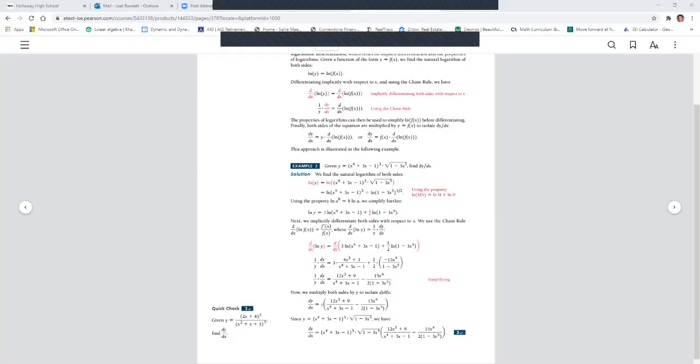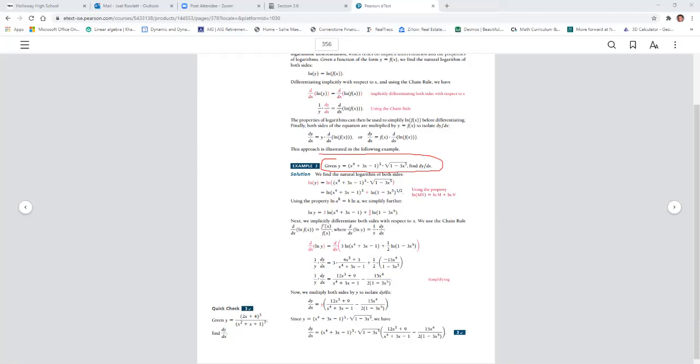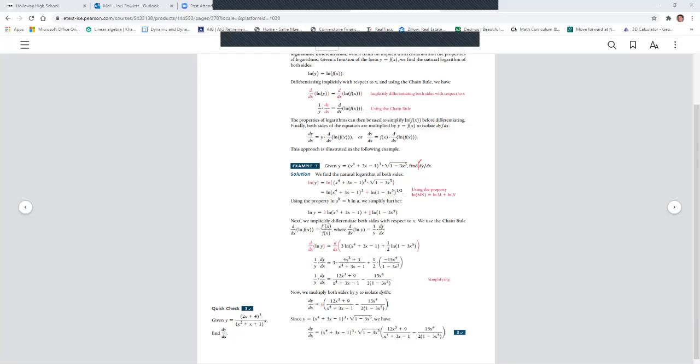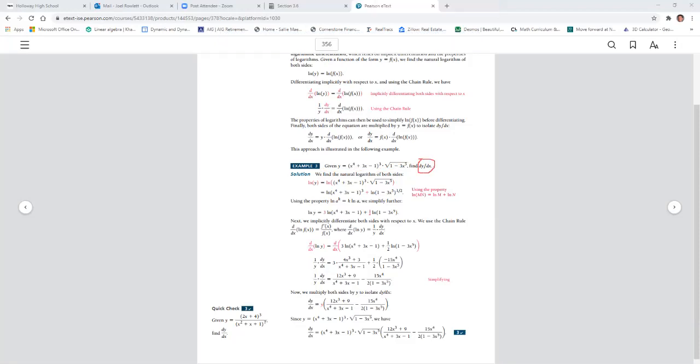And of course, they had to start off with something somewhat complicated, but that's okay. Here we have y is equal to all of this, right? We have a polynomial raised to the power of 3. We multiply that by the square root of this polynomial here, which is quite a lot to look at. And we want to know, what is y prime? What is dy over dx?